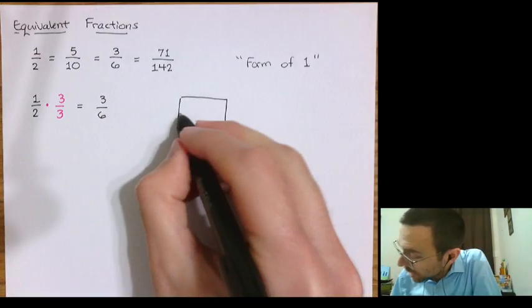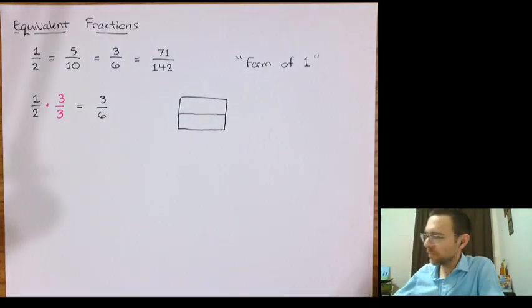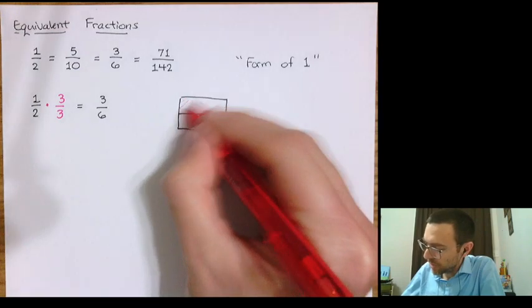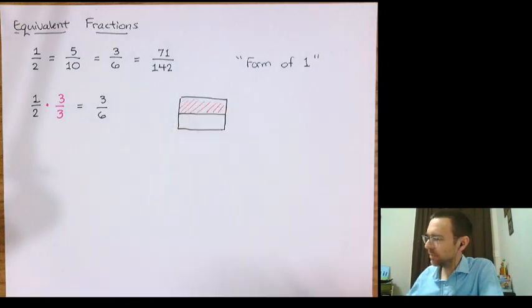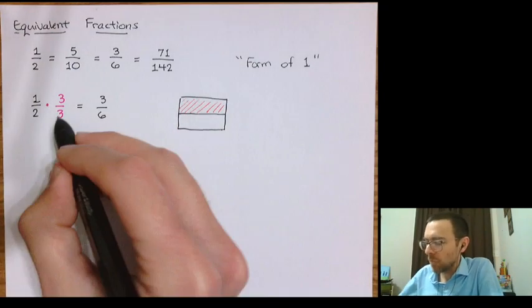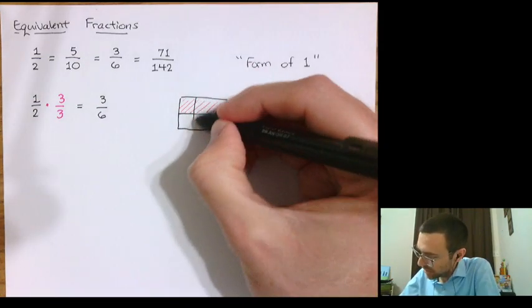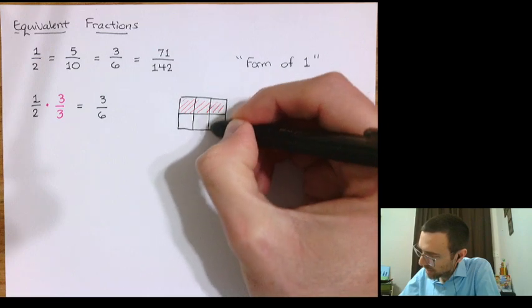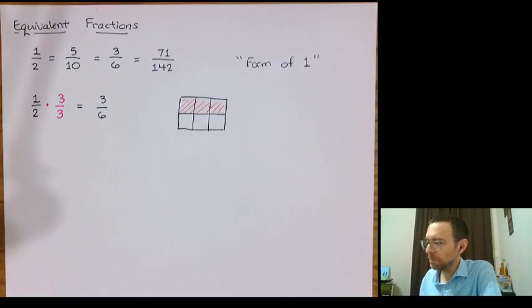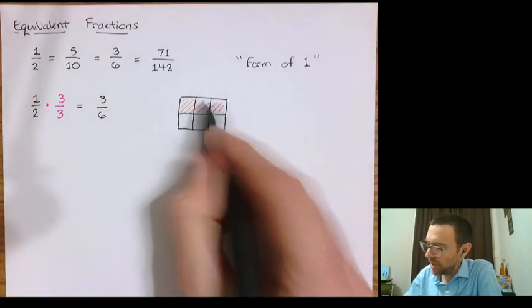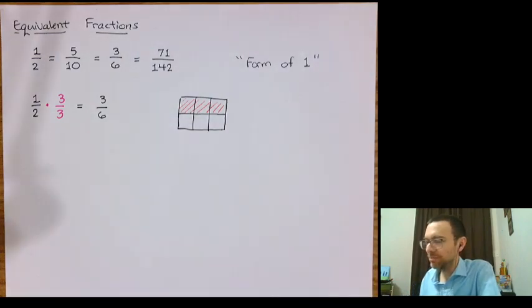Sorry about that. So if I do this, here is the fraction 1/2. Multiplying times 3/3 means that I am basically dividing this into thirds like that. And so you see that now 3 out of 6 places are colored. It's the same fraction. That's all.